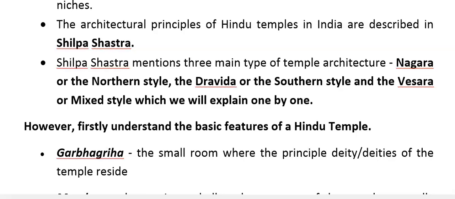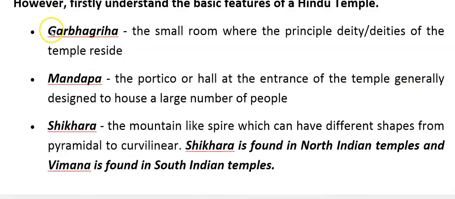Now let's understand some of the basic and common features which are found in the Hindu temples. Now here the first thing is Garbhagriha. Garbhagriha is the place where the god has been placed. Then the term is Mandapa. Again, this is the term which was asked in the question also. So it is the portico or hall at the entrance of the temple, generally designed to house a large number of people.